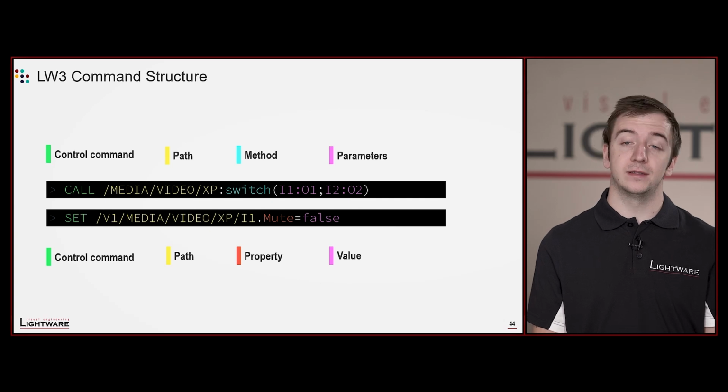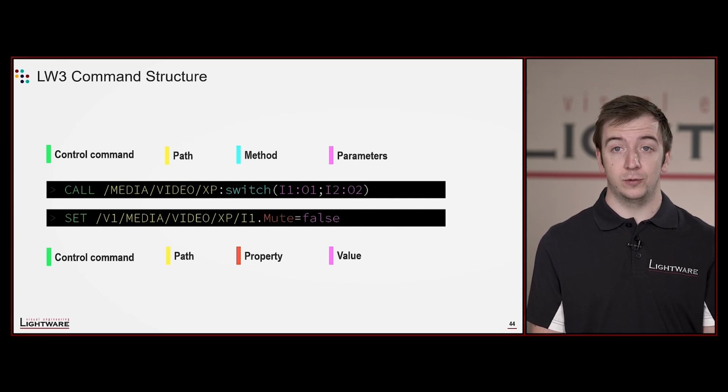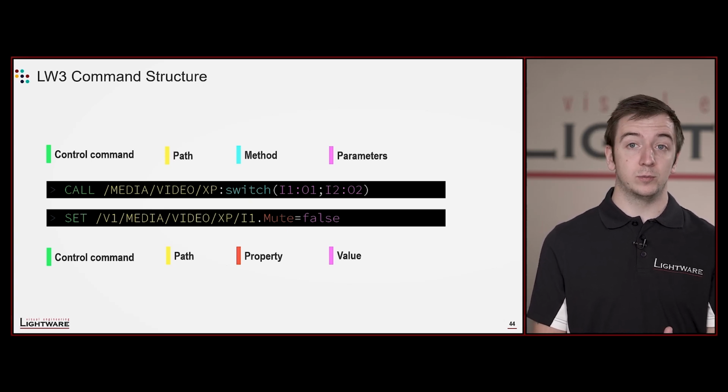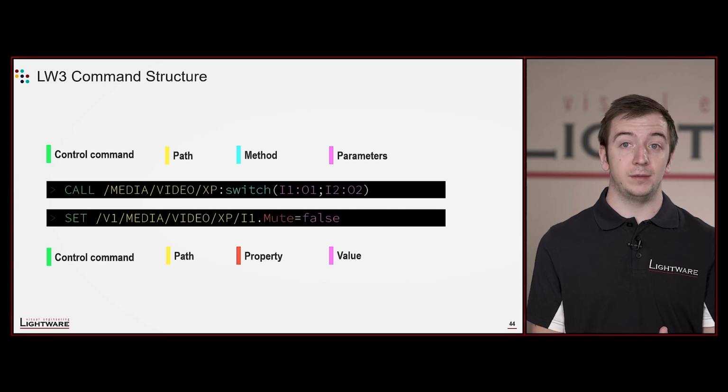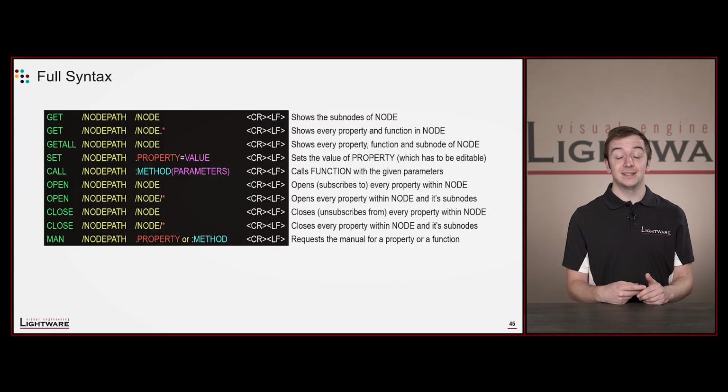The first element is the control command, followed by the node path, and at the end of each command is either a node, a property with a value, or a method with a parameter. On this slide, you can see the full syntax of every possible Lightware command. Please do take a moment to pause this video and read through this table carefully.